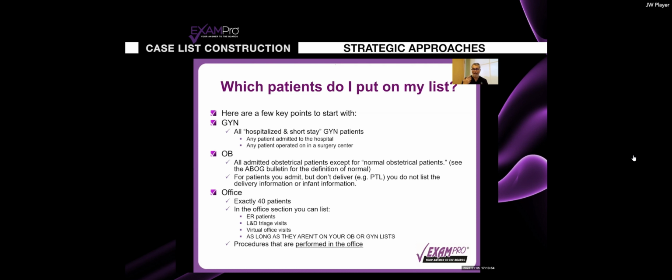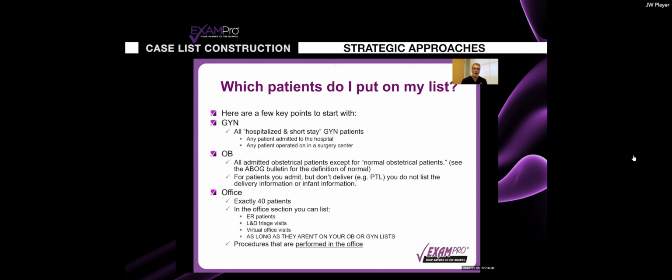Now, for OB, again, all admitted obstetrical patients, except for the normal obstetrical patients. And you can see the ABOG bulletin for the definition of what that is, but they do have a definition. It's basically a term, uncomplicated pregnancy and delivery. And when you read the definitions, you'll be able to identify the cases that fall into that. And in those cases, you don't need to list them on the case list, but everybody else gets listed. For patients that you admit but don't deliver, like a patient with preterm labor, you do not list the delivery information or the infant information, but you do list the patient and her information regarding your antepartum admitted treatment, hospital treatment.